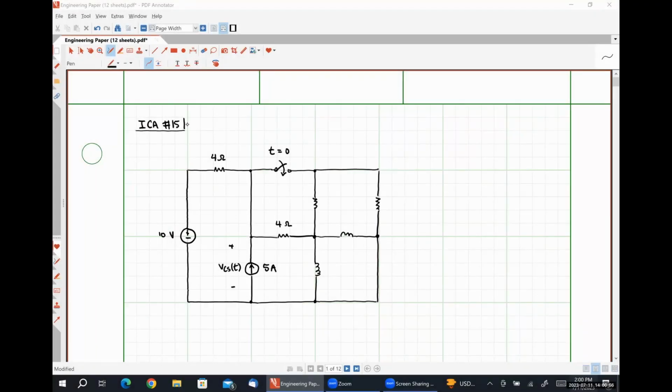So I've gone ahead and drawn the circuit from the in-class assignment problem for today, so that I don't have to flip back and forth between screens and all that kind of jazz.